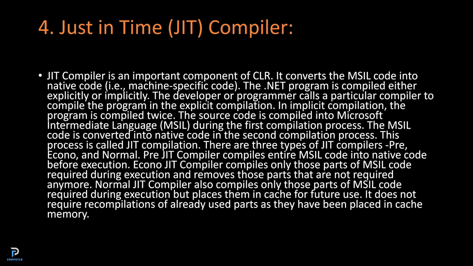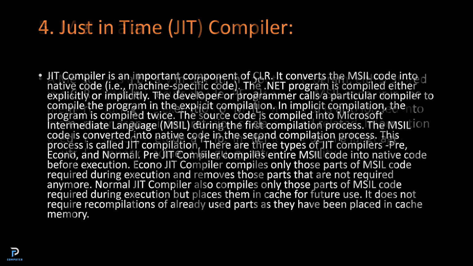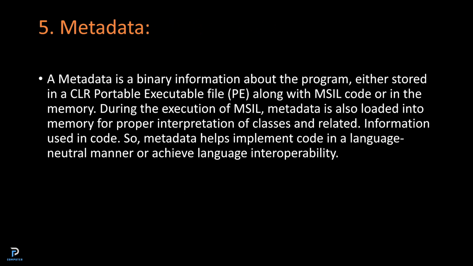Pre-JIT compiler compiles entire MSIL code into native code before execution. Econo JIT compiler compiles only those parts of MSIL code required during execution and removes those parts that are not required anymore. Normal JIT compiler also compiles only those parts of MSIL code required during execution but places them in cache for future use. It does not require recompilations of already used parts as they have been placed in cache memory.